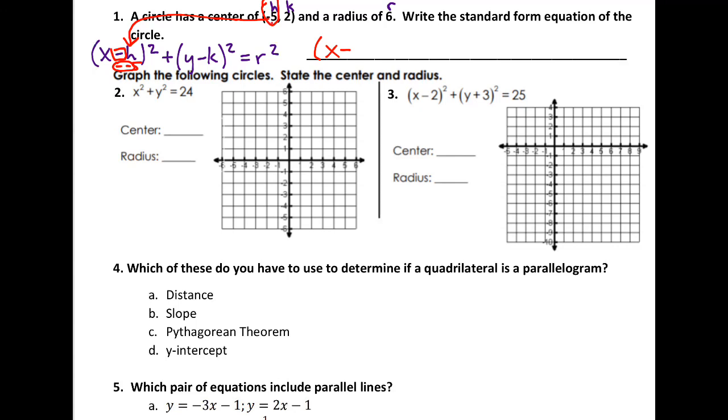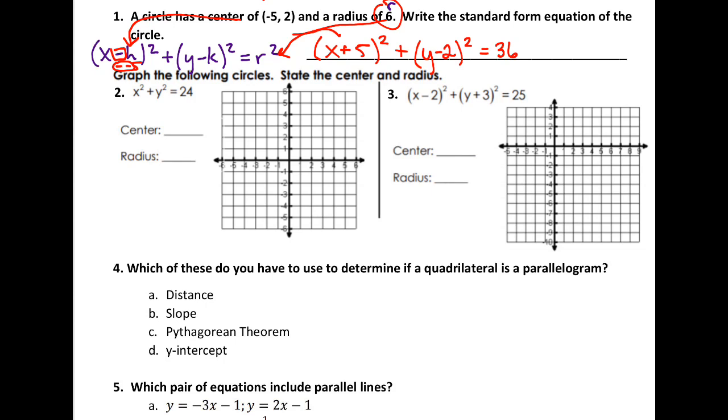So instead of -5, you're going to put it in as (x + 5)² and then plus. So when you do the y value of the center, the k is +2, so it's going to go in looking like (y - 2)². And then your radius is 6, so when you put the radius in, notice you have to square the radius. So 6 squared is 36. So there is our equation of our circle with center (-5, 2), and radius 6.